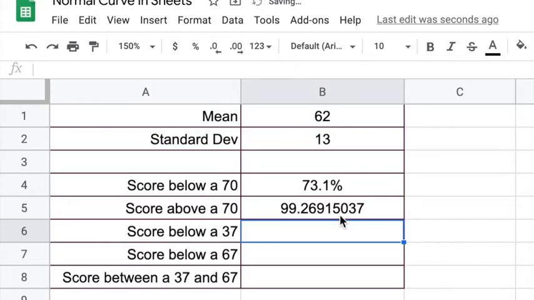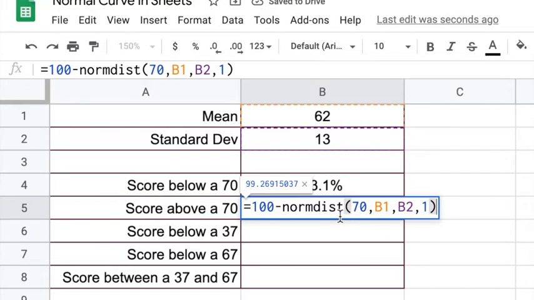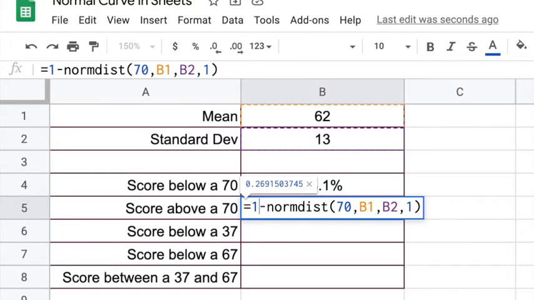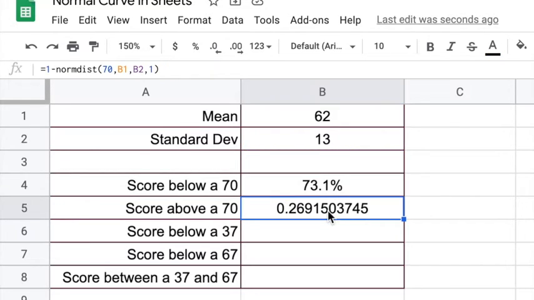Sorry, 1 minus it. These come back as decimals, not as percent, so 1 represents 100%. I almost forgot that. All right, and we'll change this one into a percent too, and shrink the decimal down to 1. All right, so the next example up is score below a 37.